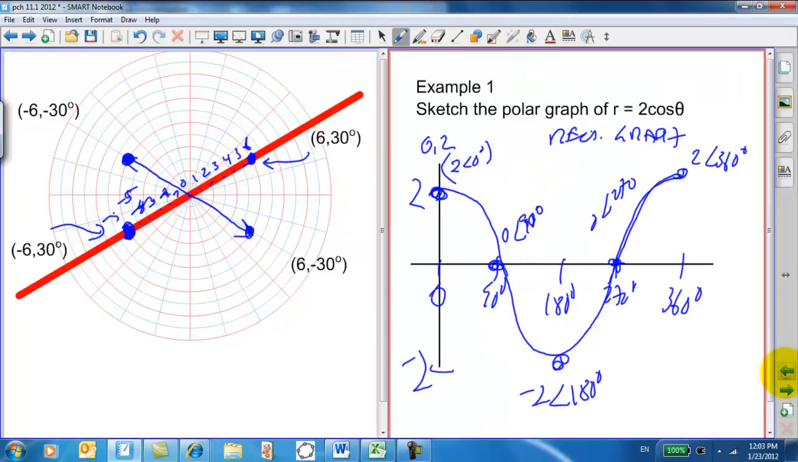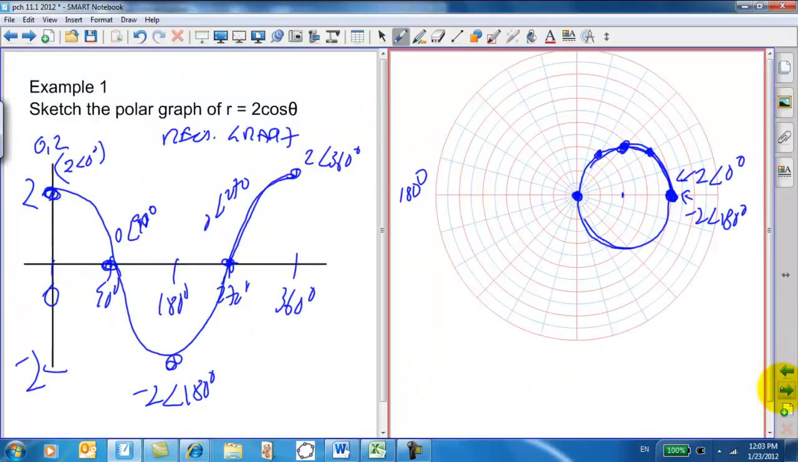And now let's see what happened over here. Basically, this formed a petal here. We started at 2 and we got down to 0. And while we're sweeping through that, we basically started here and swept in here like this. We got down to 0.